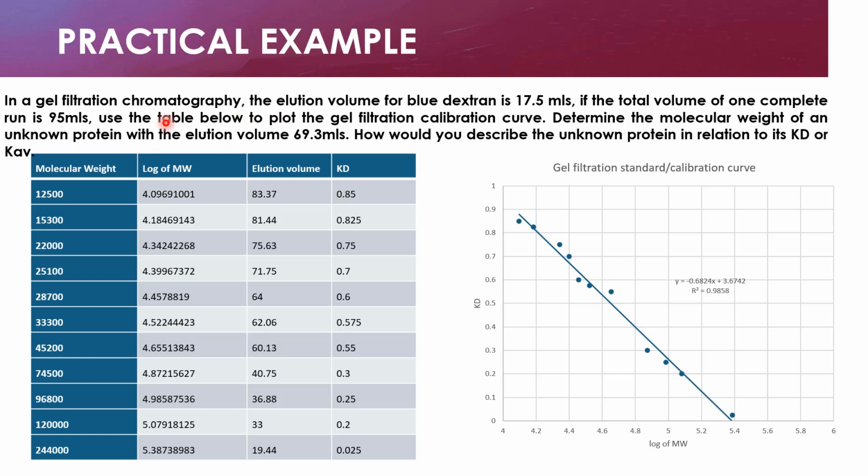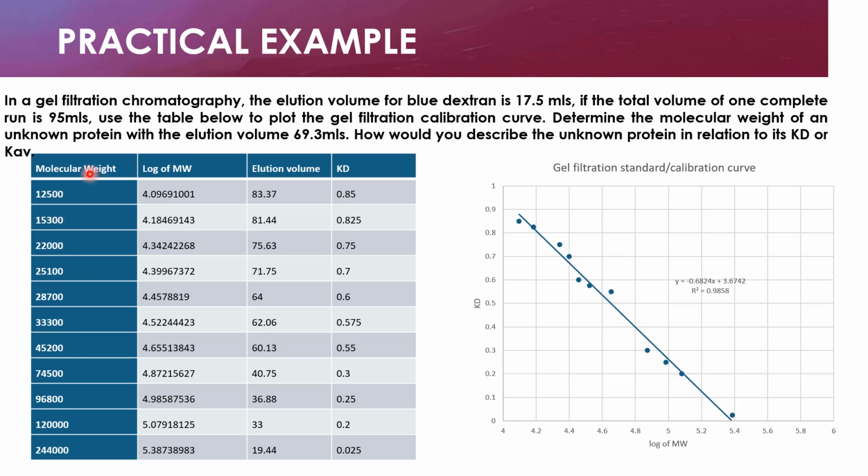So the question says, in a gel filtration chromatography, the elution volume for blue dextran is 17.5 mL. And if the total volume of one complete run is 95 mL, use the table below to plot the gel filtration calibration curve and also determine the molecular weight of an unknown protein with the elution volume 69.3 mL. So this is the table given over here.